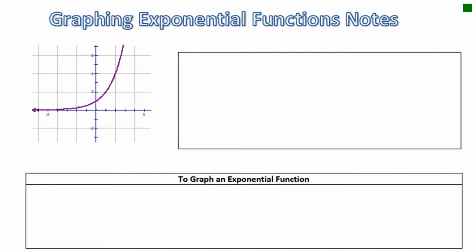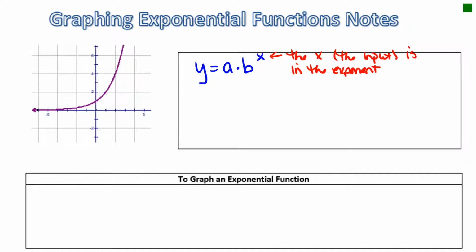So what we are going to do, first of all, it is going to look like this. It's going to have an equation, y equals a times b to the x. What makes it exponential is the x, which is also called the input, remember, is in the exponent. Okay, y is always the output, so it's still y equals. So you're going to have something like y equals 2 to the x. The variable is going to be in the exponent, and that's why it's called exponential functions.